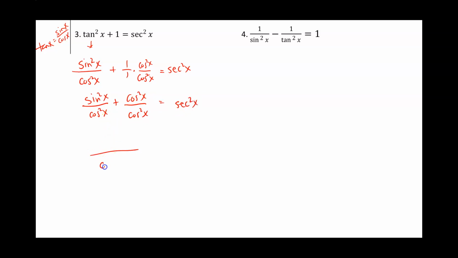So my common denominator is cos squared x. So sine squared and cos squared, I can rewrite them under one denominator. That's an identity. Sine squared plus cos squared equals 1. So I have 1 over cosine squared of x equals secant squared of x. 1 over cosine squared is secant squared of x. So we are done.